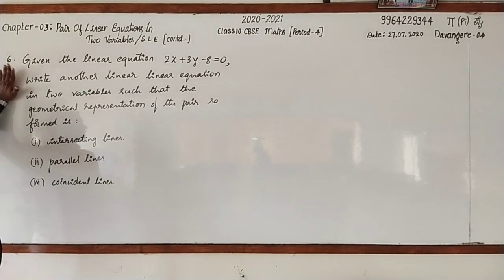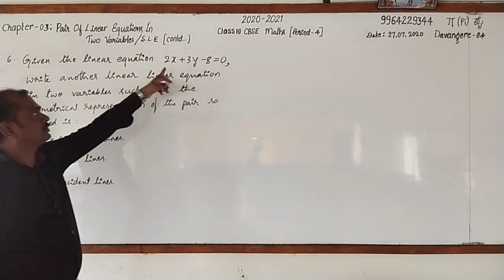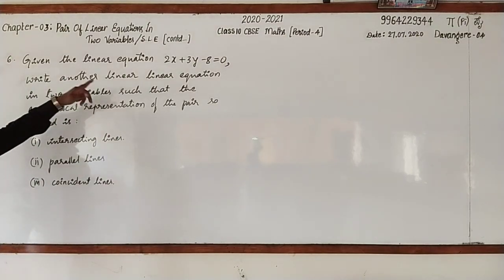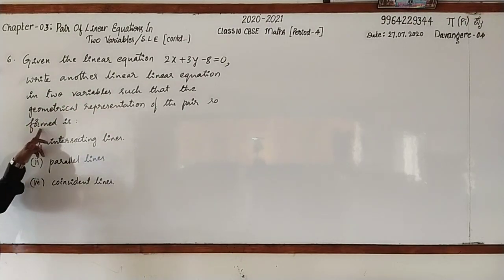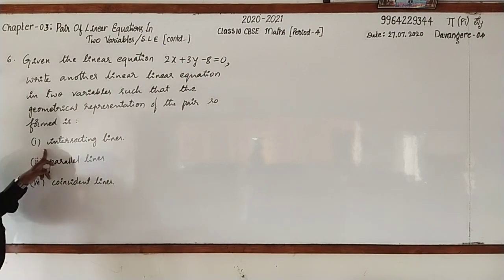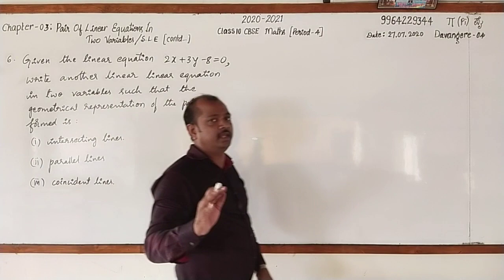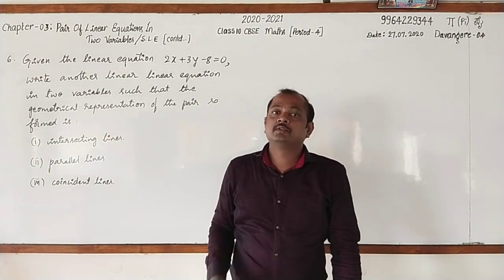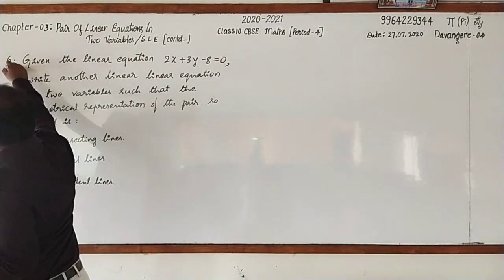Observe the sixth one. Given the linear equation 2x plus 3y minus 8 equal to 0, write another linear equation in two variables such that the geometrical representation of the pair so formed is: first, intersecting lines; second, parallel lines; third, coincident lines. Dear students, hope that you have understood this statement. This is very important from the examination point of view for 1 mark.